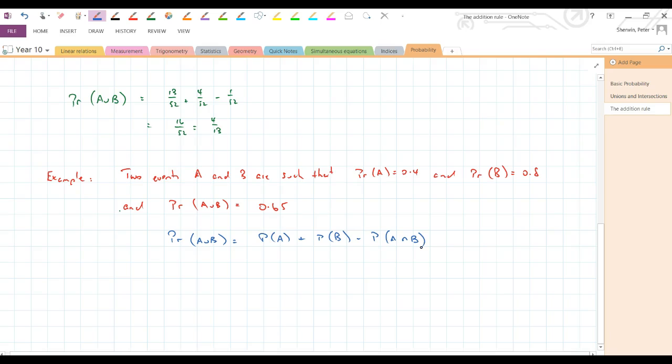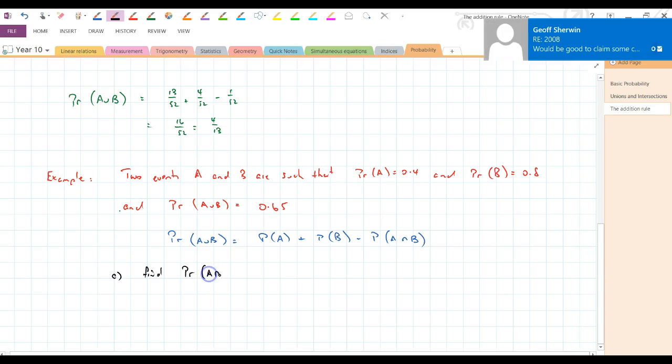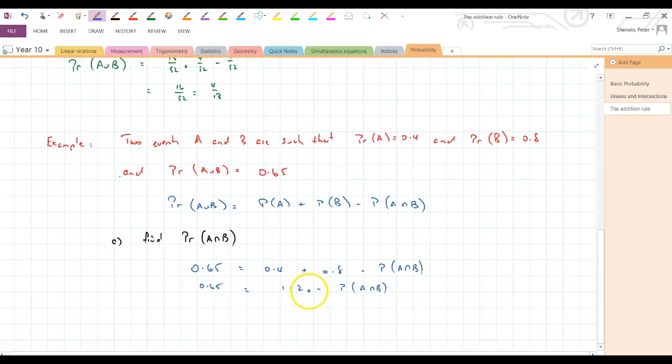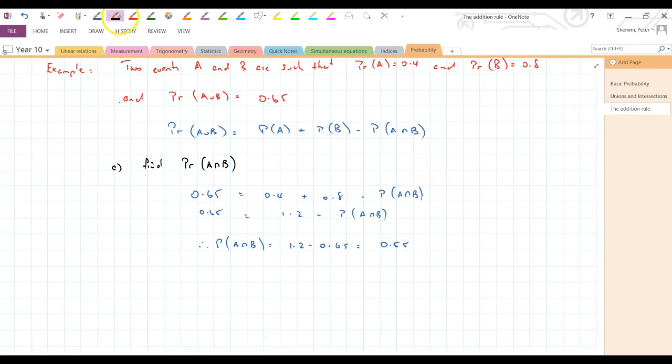Our first task here is to find the probability of A intersection B. So what we'll do is we'll use this: 0.65 equals the probability of A, which is 0.4, plus the probability of B, which is 0.8, minus the probability of A intersection B. So the probability of A intersection B must be equal to 1.2 minus 0.65, which is equal to 0.55. Okay, so we use that property.